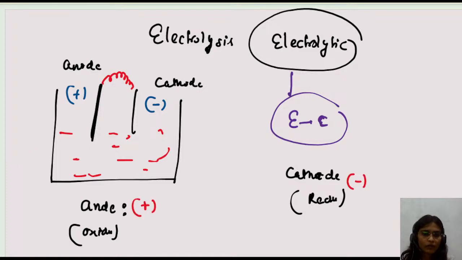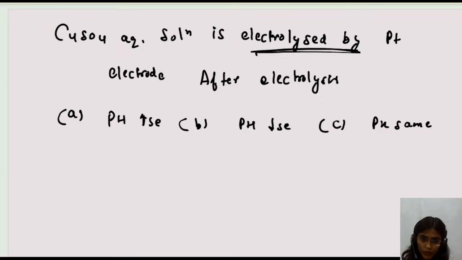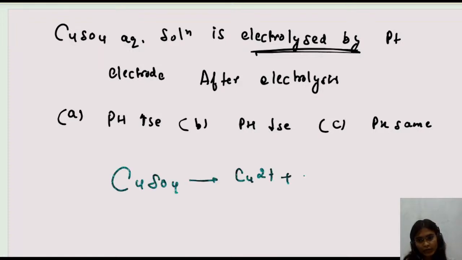So let's go back to the question. The question says you have a CuSO4 aqueous solution. In this case, what is the important point? If you are using copper sulfate, if I have to break it, it gives Cu2+ plus SO4 2- ion. Point number one. But it is diluted aqueous, so water is also present there. Water gives H+ and OH- ions.